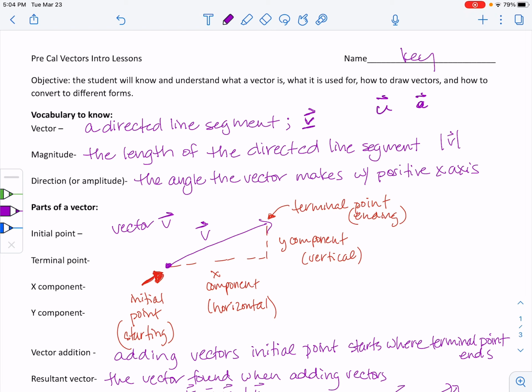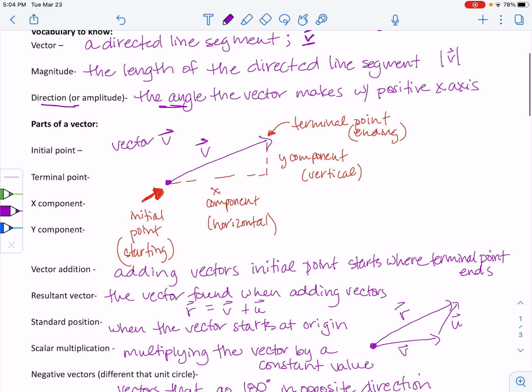Usually we're talking about forces. A 20-pound force at 30 degrees. Direction is the angle the vector makes, or they call it amplitude. So when you draw your vectors, you have an initial point and you have an ending point. Let's do here. The initial point and an ending point. You have to put the arrow on it. Well, this is in the x direction, so we call it the x component. This is the y direction, so it's the y component.